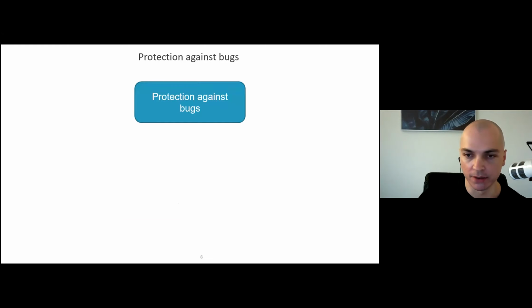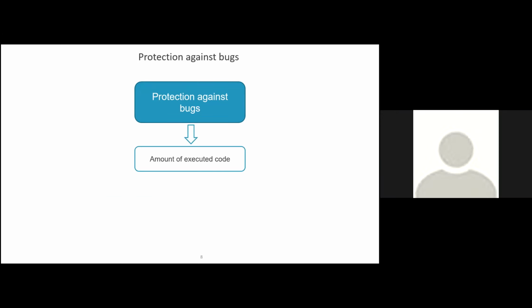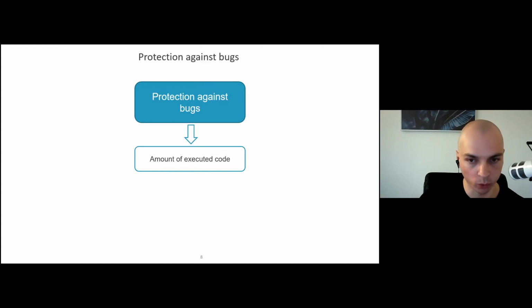So these were the third and the fourth component. The first component is protection against bugs. And this component depends on the amount of code that gets executed by the test. And it's important because the more code your test executes, the higher the chance that the test will reveal a bug in this code.